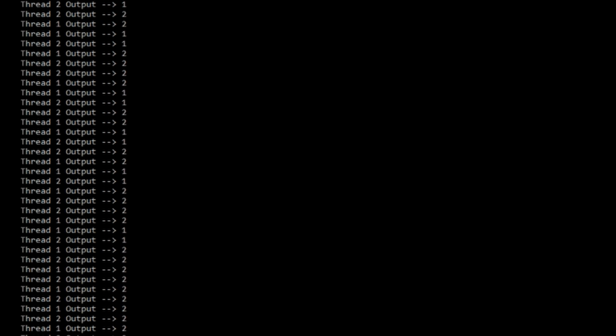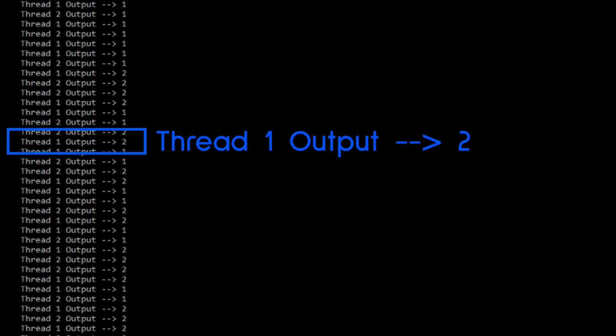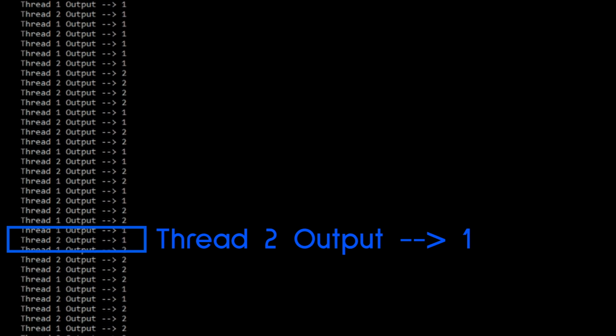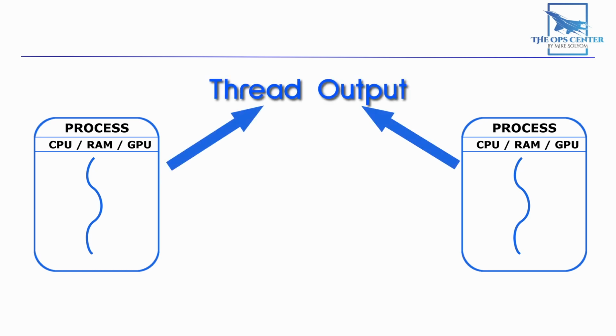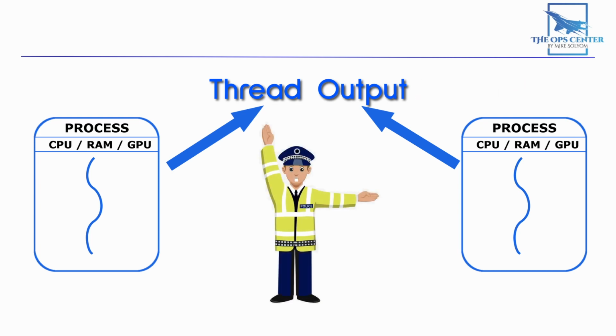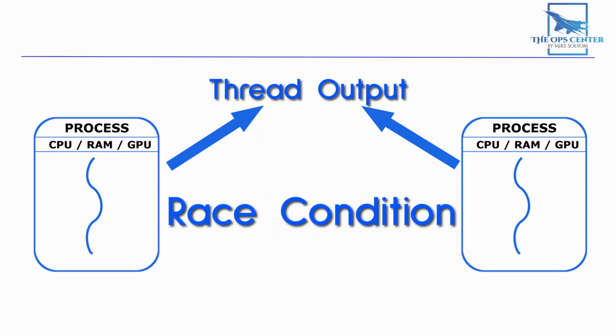Instead, we get this. A lot of these lines show what we expect, but every now and then we see these mismatch lines where a 2 shows up in thread 1's output or a 1 in 2's output. What's going on here is that both threads are rushing to get done with their tasks as fast as possible and then push their result into thread output. Since thread output is shared among both threads, it's possible that they can overwrite each other's work. Without some form of external control to act like a traffic cop, they end up racing each other to see who can push an update first. This is known as a race condition, and it's one of the dangers of multithreading development.